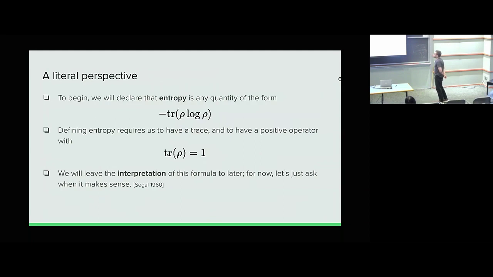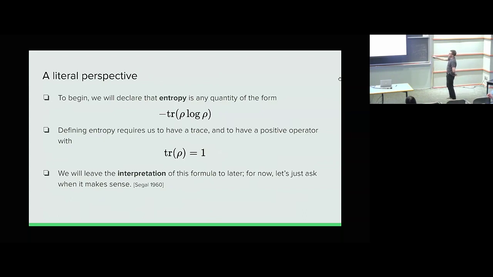To start, I'm going to take a very bullheaded and literal perspective. I'm going to say that entropy is any quantity of the form minus trace rho log rho. All right, it's going to take some work to interpret such a quantity in terms of the things that we like about physics, but at the very least, let's think about the settings in which we can hope to compute such a thing. In order to be able to compute minus trace rho log rho, we need a setting where we have a trace, duh, and we need a setting where we have a positive operator with finite trace, so that we can have something like a density matrix and we can try to compute this expression.